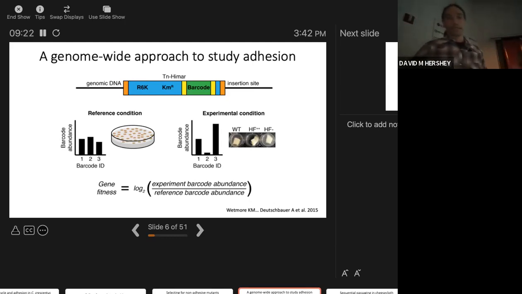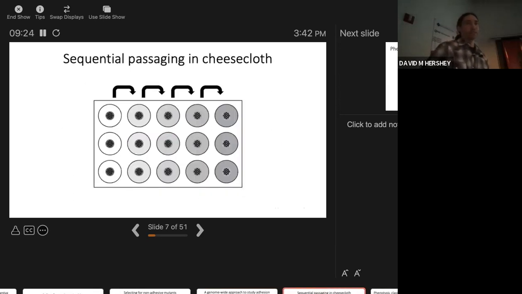So what I did is I combined these two ideas of a selection and TN-seq, and I started making barcoded transposon libraries and subjecting them to a sequential passaging experiment in cheesecloth. And what I did is I just sampled this mutant population over time with TN-seq, to monitor the progression of this enrichment over time.